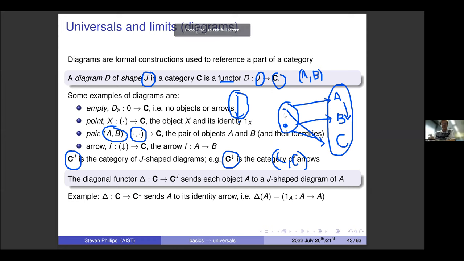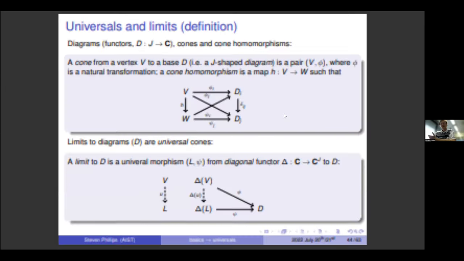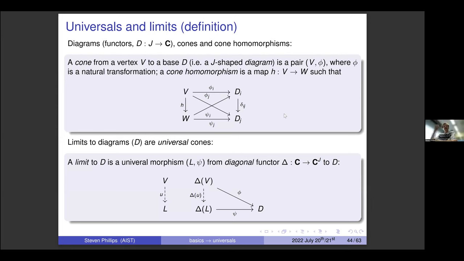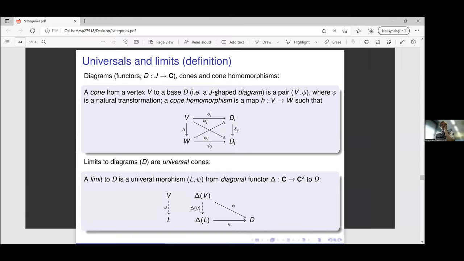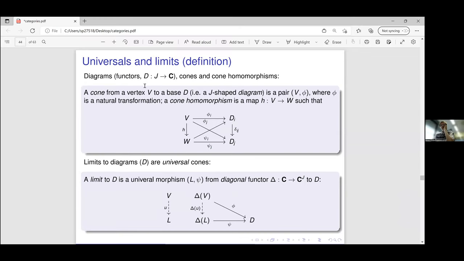That's the first two concepts. I mentioned before, to get the concept of a limit, we need the concept of a shape category, the concept of a diagram, and the concept of a cone. That's what this slide is expressing here. Now, notice that a diagram is a functor. Now, a cone, as the name suggests, has a vertex and a base. The base is the diagram.